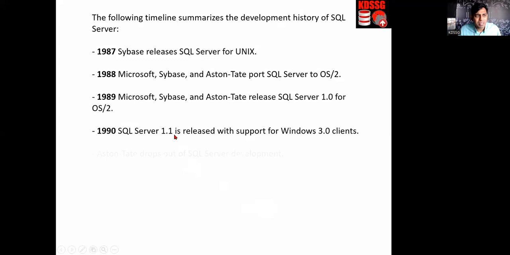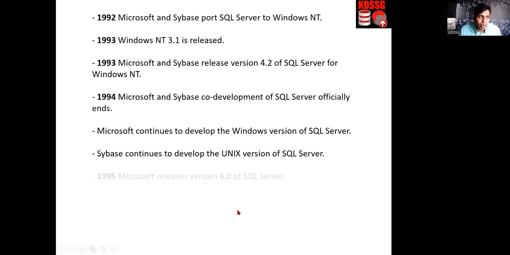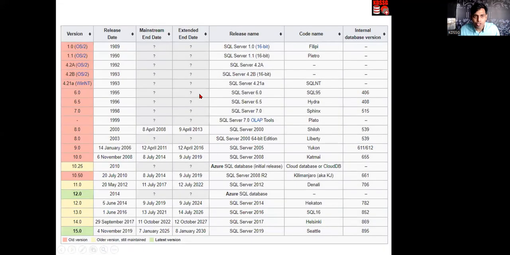Okay, good, sir. If you are clear, then why waste time again? So this is a timeline. I'll take you directly to the point. This is the version story of SQL Server. SQL Server 1.0 came, then 1.1, then 4.2, with 4.2a and 4.2b also there. Then 4.21 came, then 6.0, then 6.5, then 7.0, then 2000.